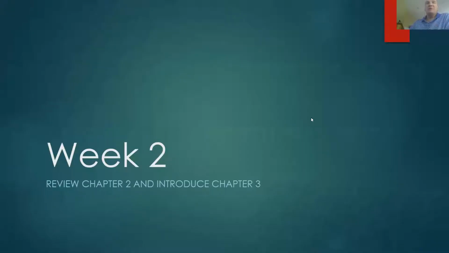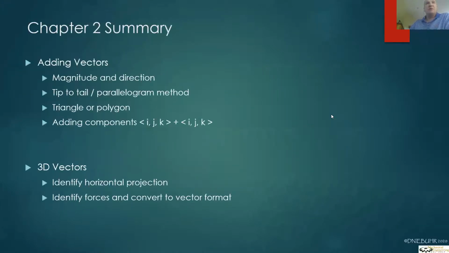So review chapter 2, introduce chapter 3. As I said, that's my objective. So chapter 2 summary. What your takeaway from chapter 2 this week is being able to add vectors. As you know, vectors have magnitude and direction.